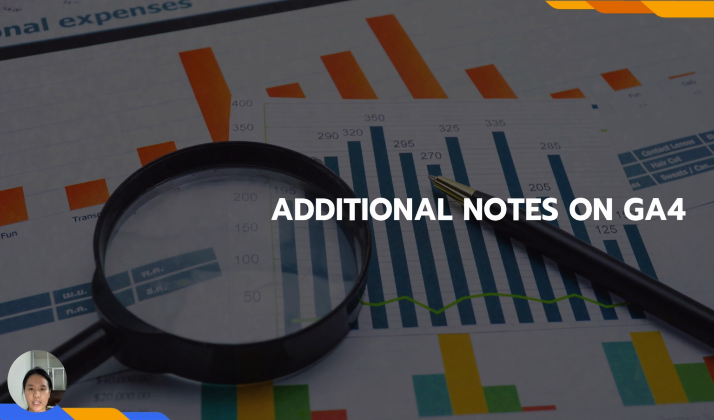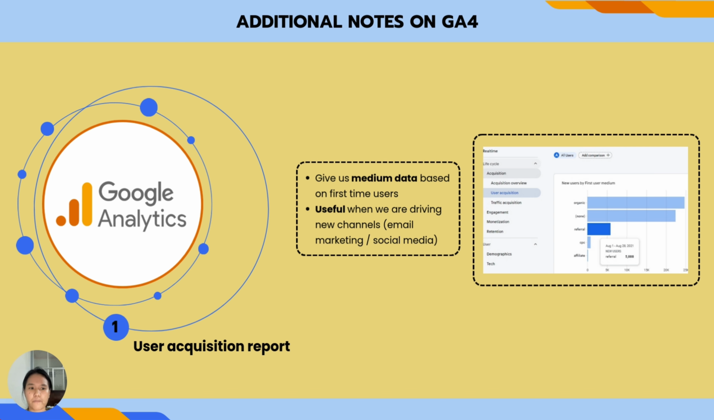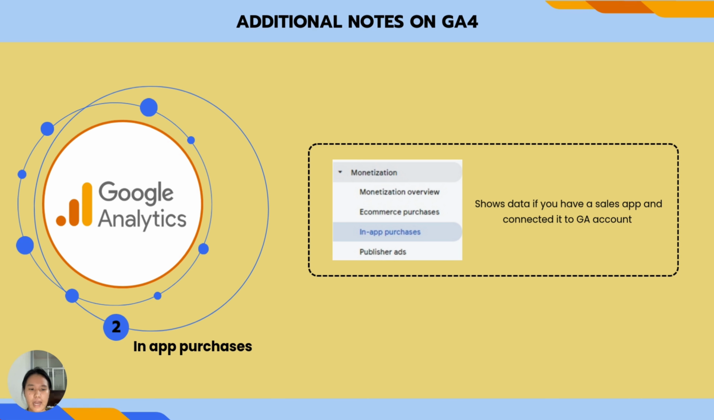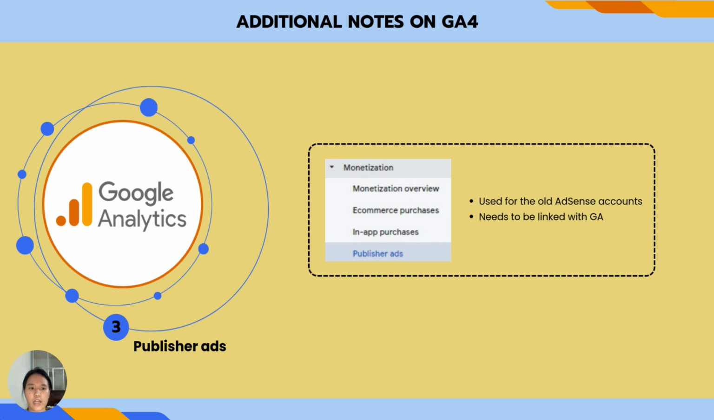And the last part today is additional notes for Google Analytics 4. This focuses specifically on new users. Good when launching a new channel like TikTok or email outreach. In-app purchases. If your brand has an app, Google Analytics 4 tracks the in-app revenue, which is critical for assessing mobile-first strategy. And for older accounts, Google Analytics 4 still supports integration.